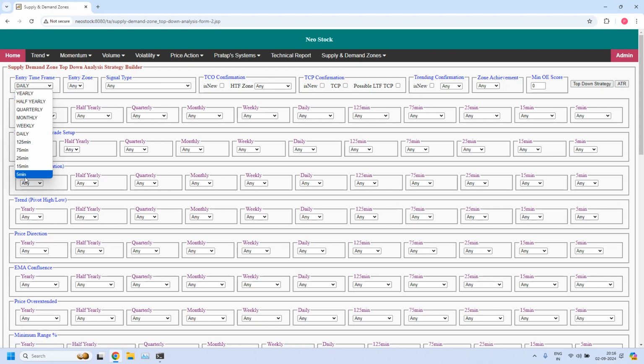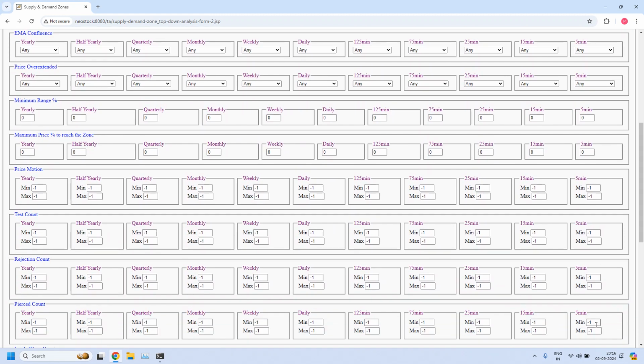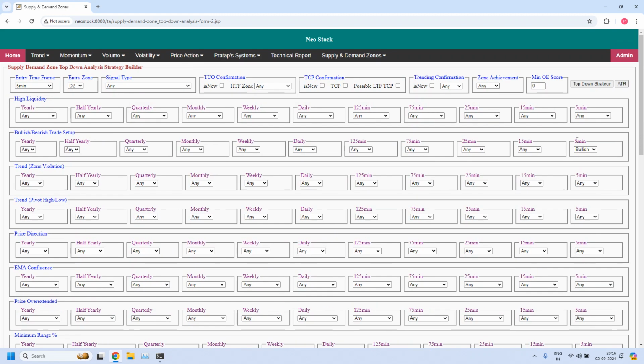For hourly income trade, entry time frame is 5 minutes. Bullish trade setup, demand zone. In bullish or bearish trade setup at 5 minutes, I am selecting bullish. The 5 minutes demand zone should not be pierced. So in the pierced count in the 5 minutes time frame, minimum value 0, maximum value 0. And zone achievement is violated, opposing zone.